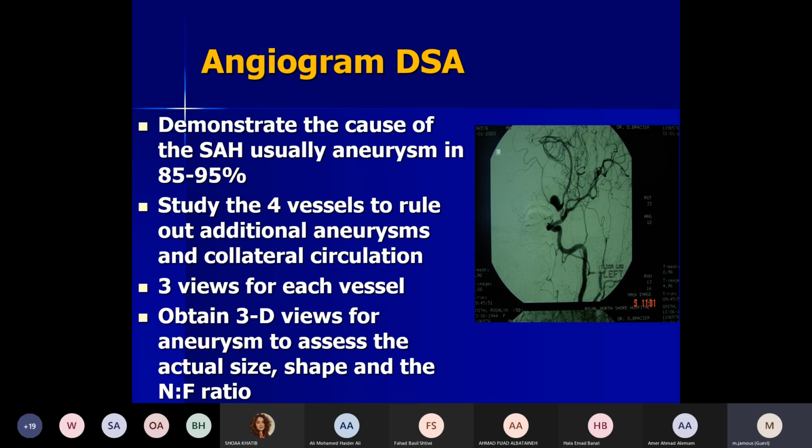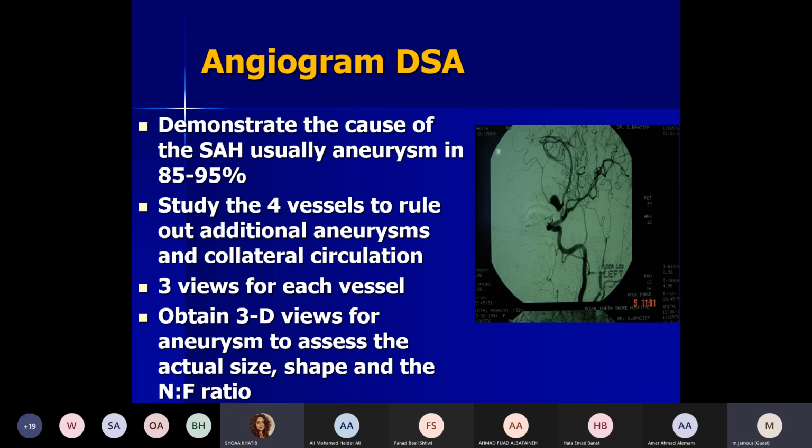We do the lumbar puncture after the CT scan. So initially we do a CT scan. If there is subarachnoid hemorrhage, we don't need to do lumbar puncture. So lumbar puncture only if the clinical manifestation is suggestive for subarachnoid hemorrhage and the CT scan is negative. Okay. Thank you.